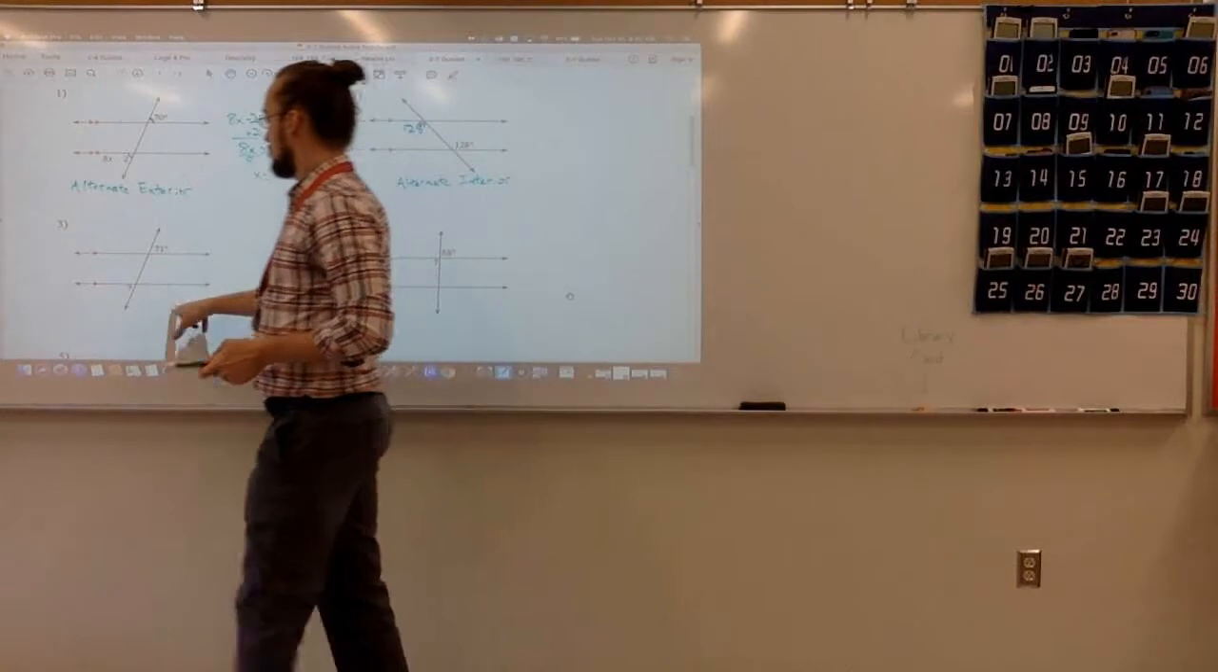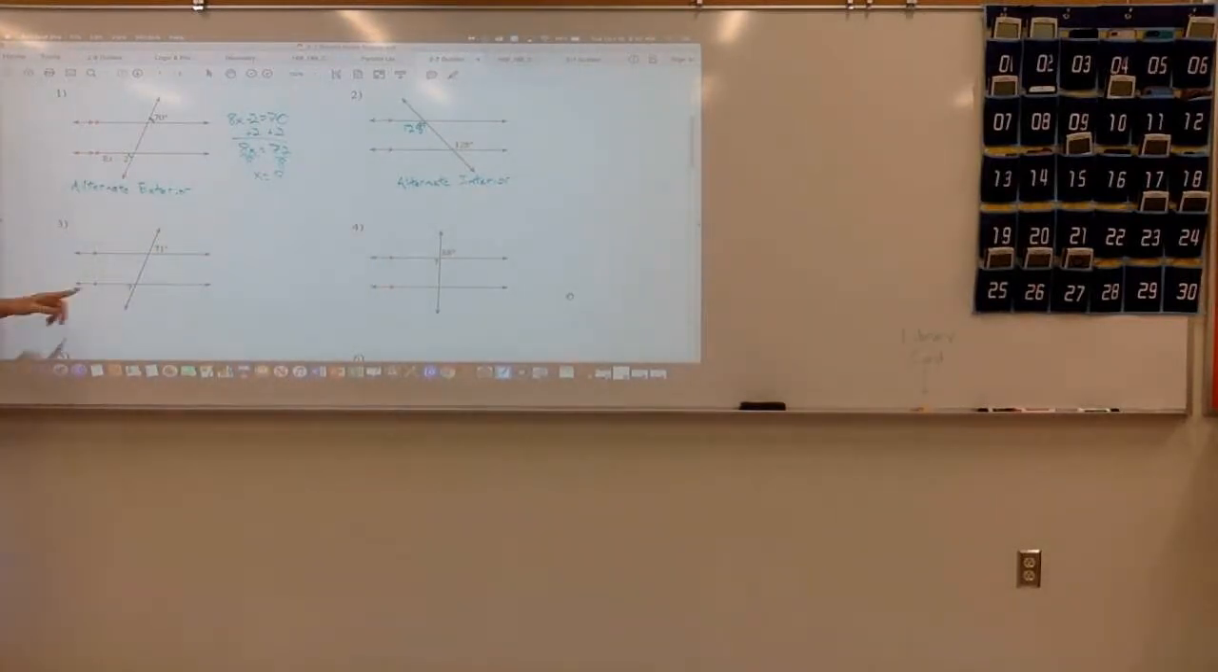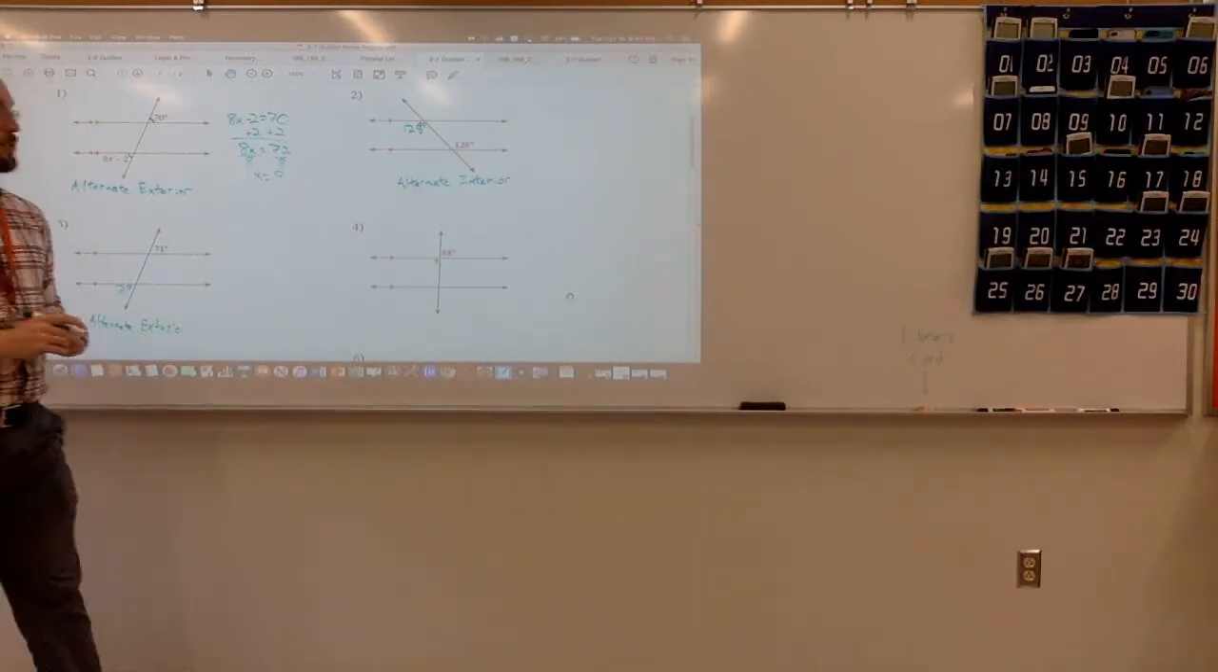How about number 3? What would the name of the relationship between these two be? Same idea as the one above it. Alternate exterior. So what would the measure of this angle be? 71. Alternate exterior angles are equal to each other.